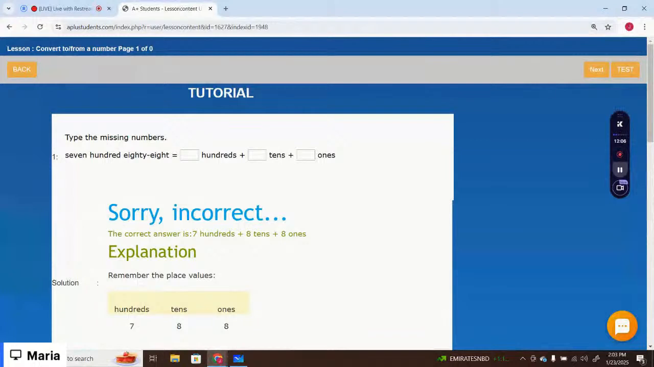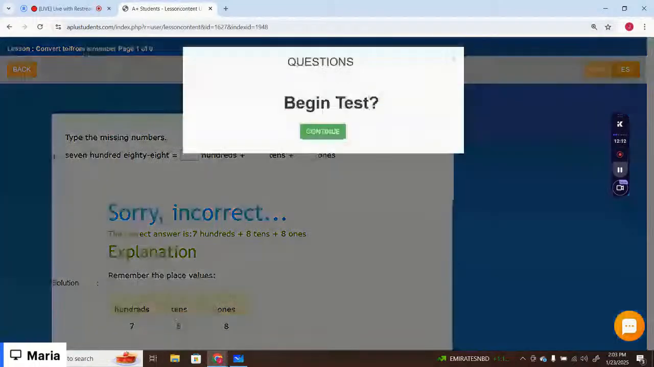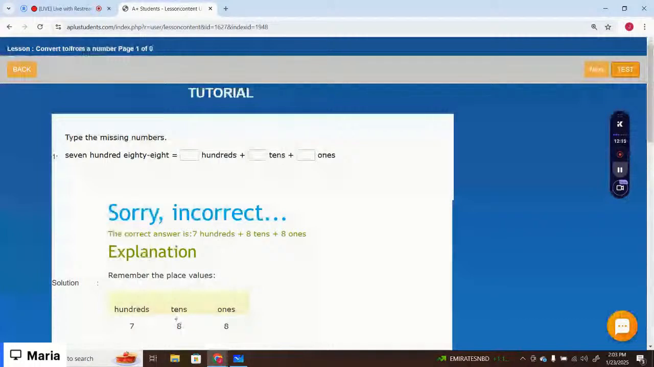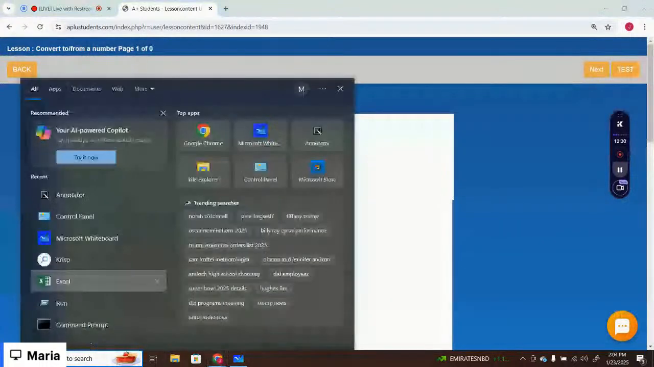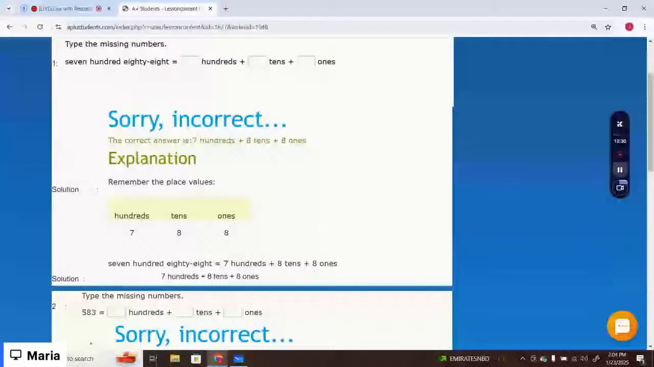Type the missing numbers 788. You need to write them down in the hundreds, tens, and ones form, right? That is 788. Write it down in the digit form. So here is the place value chart. 8 tens and 8 ones. So now you can complete this. 700, 8 tens and 8 ones. Got it? Let's just start with the test questions.